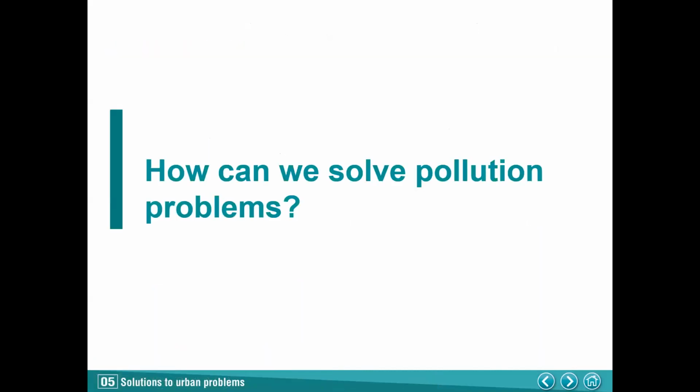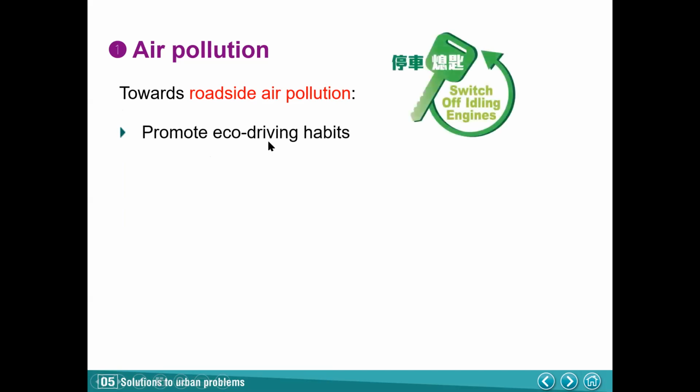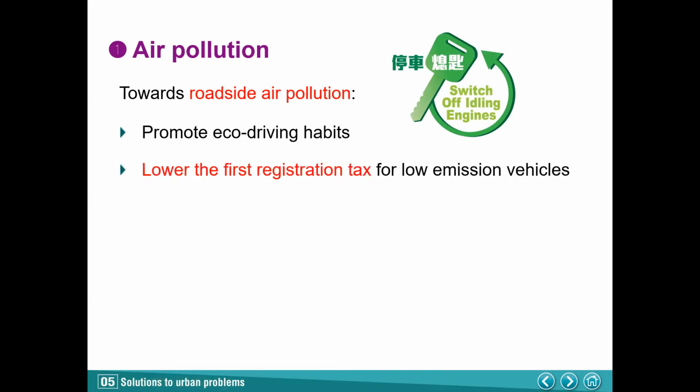And the third problem is air pollution. And the first kind of air pollution that needs to be tackled is roadside air pollution. First of all, the government can promote eco-driving habits. The government has now banned drivers from using idling engines. So all drivers are required to switch off idling engines so as to reduce air pollution.